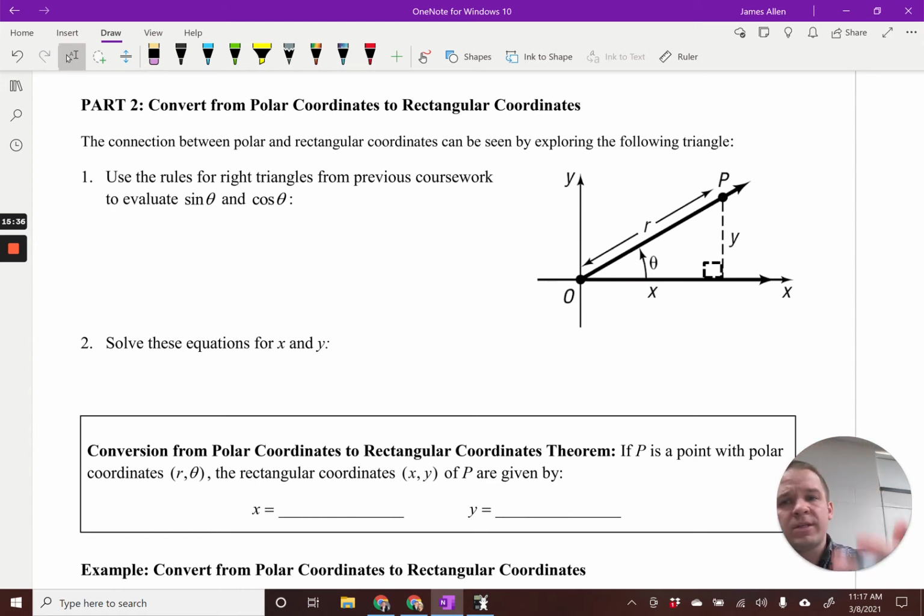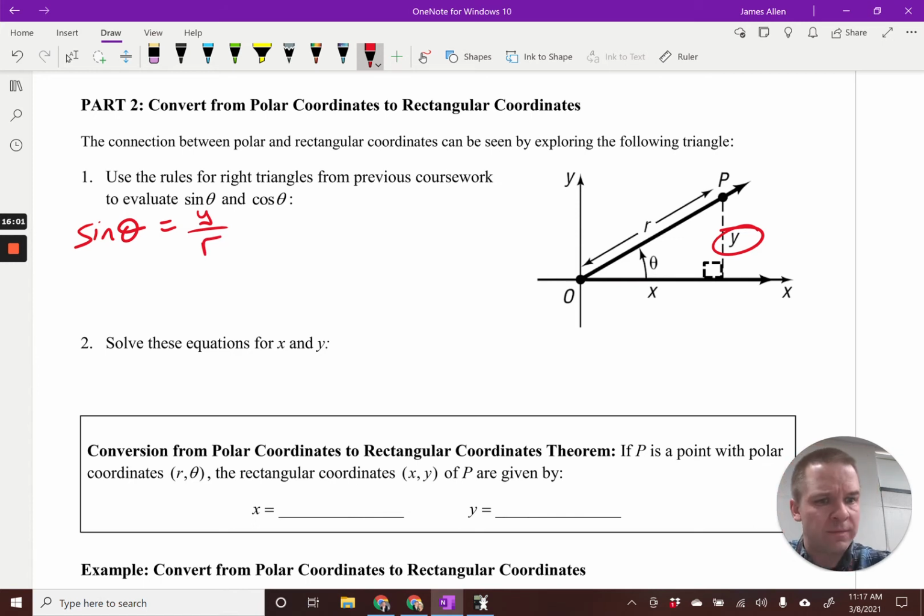So let's see here. Use the rules for right triangles from previous coursework to evaluate sine of theta and cosine of theta. So what we're going to do is take what we do know and expand upon that. So sine of theta, well, sine of theta is opposite over hypotenuse. That's what it's saying. Hey, use what you know. We know SOHCAHTOA, right? Opposite is going to be y in this case, and then my hypotenuse would be r.